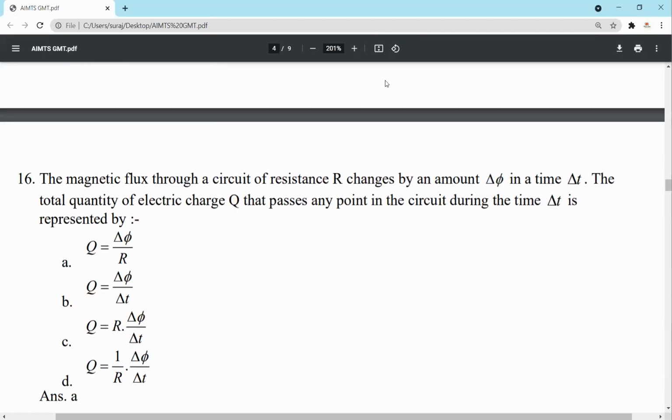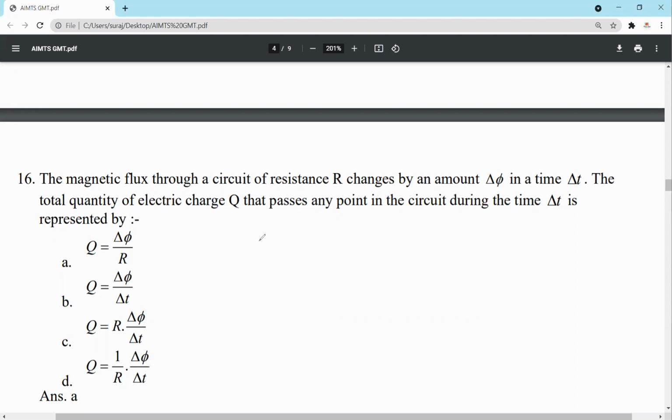The magnetic flux through a circuit of resistance R changes by an amount delta phi in time delta t. The total quantity of electric charge Q that passes any point in the circuit in time delta t is represented by charge.